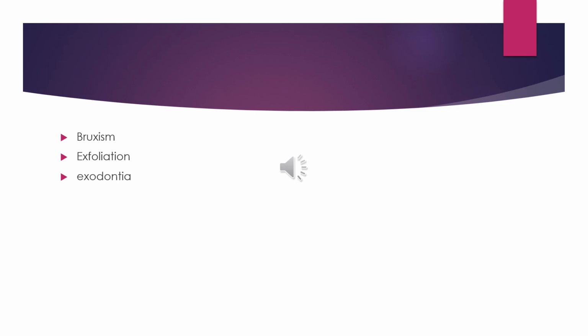Exfoliation is also called shedding. So these two terms are used interchangeably. It means falling off of the deciduous teeth. As for the last one for this lecture, exodontia is also called extraction. And as we have studied before in English 1, ex, which means out from, is a prefix. So it is a procedure performed by the dentist to remove or extract the tooth.